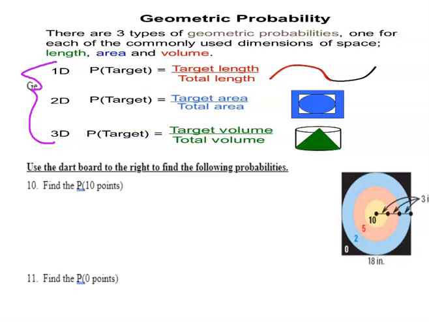So the one on the bottom is going to be about area because it's about a dart. Hitting a dart, hitting a target. So that's a two-dimensional situation. So what is the probability of landing on 10? So we need to find the area of the smallest circle. So that radius is 3.